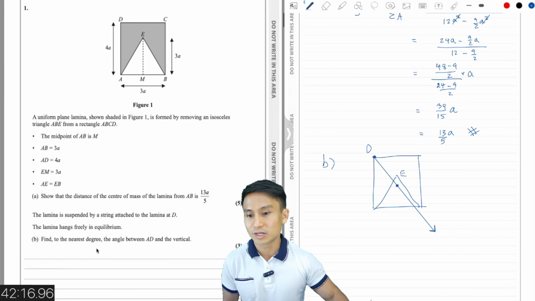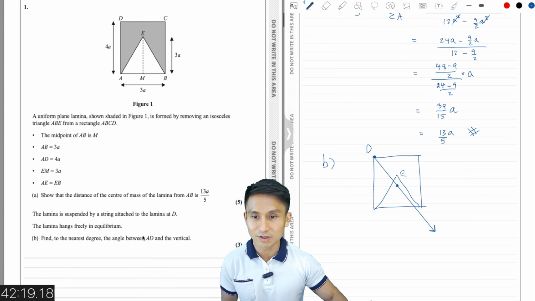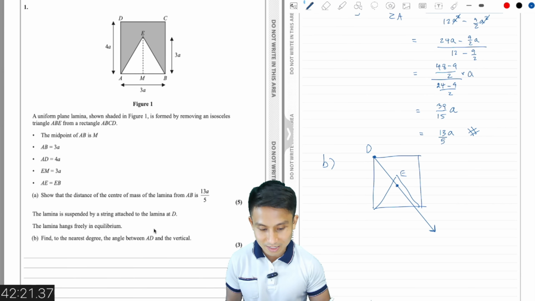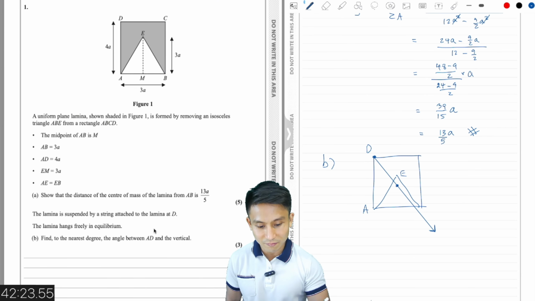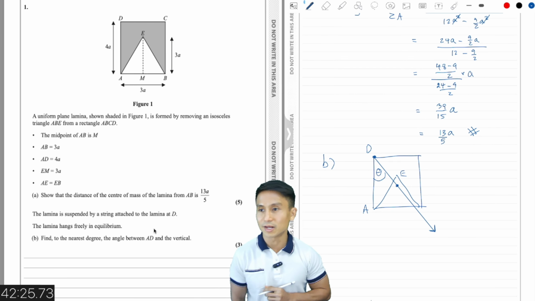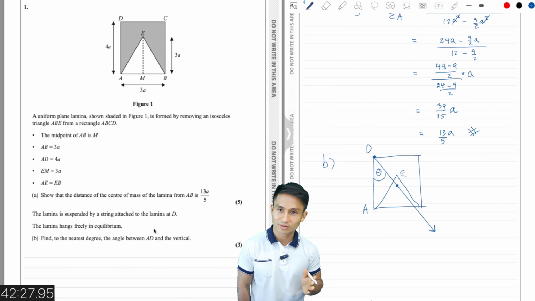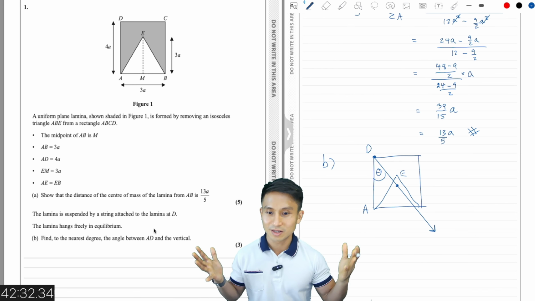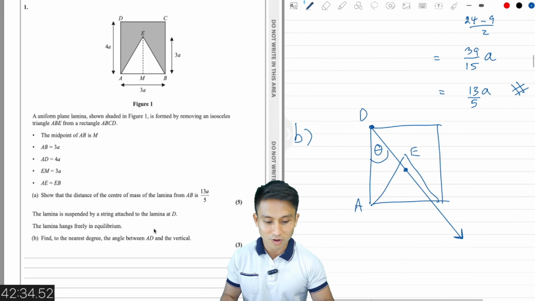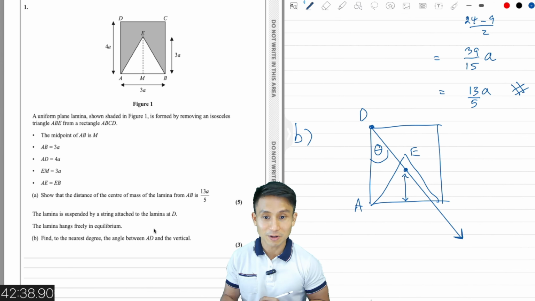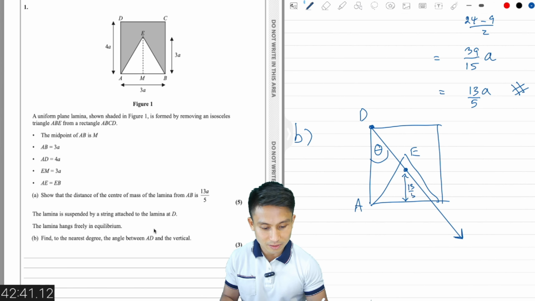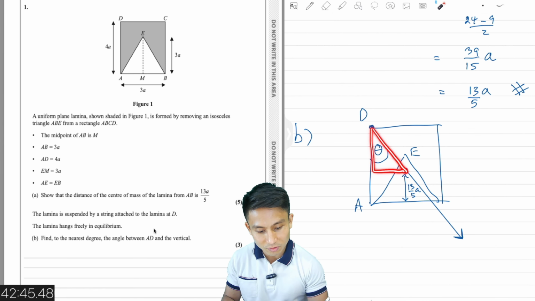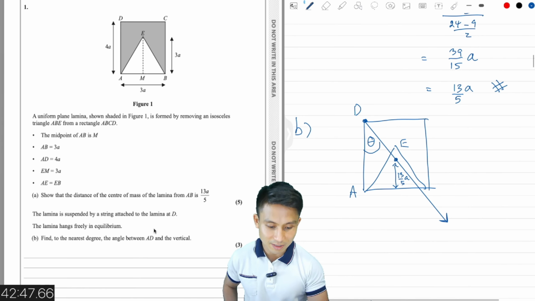Find, to the nearest degree, the angle between AD and the vertical. We have to be careful. So AD and the vertical. So it's just this one. We want to find the angle, which is not hard now. Sometimes they ask you a different angle, so you have to be careful. But this angle is not hard because we already know this distance, we found it earlier to be 13 over 5 A, right? So we can focus on this right angle triangle and find the theta there.